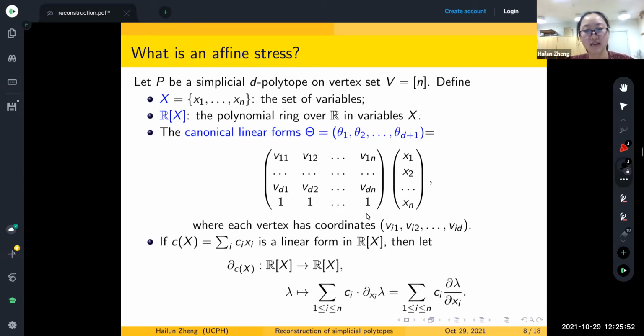It is the sum of Ci times xi. So now lambda is sent to the sum of Ci times partial lambda over partial xi. Okay, so at this moment you might feel that's really strange. Why do I want to do this? Okay, so let's do one example just to help us understand all the definitions.